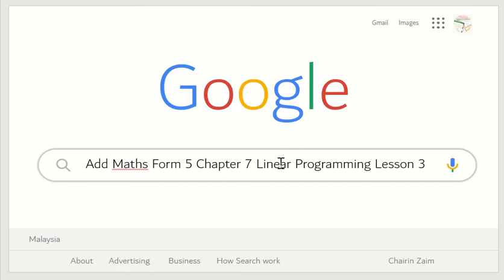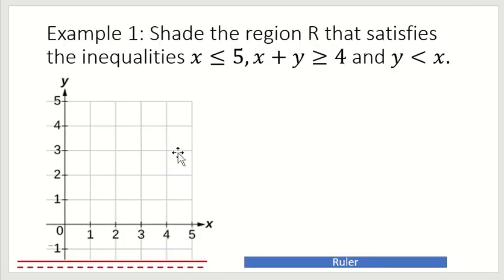Then we continue with one more question. Look at this example. Now I want you to check the regions that satisfy three inequalities. It gives you a graph only, so you need to do it one by one. Labeling. The first one, you need to label first. This is the first equation, then the second and third. For the first one, x smaller than 5.